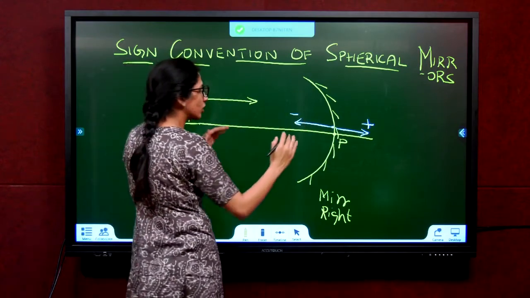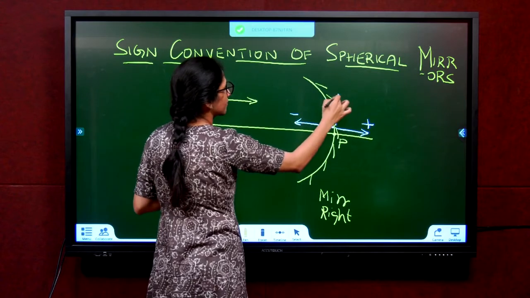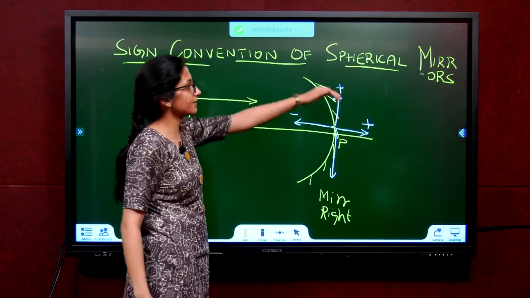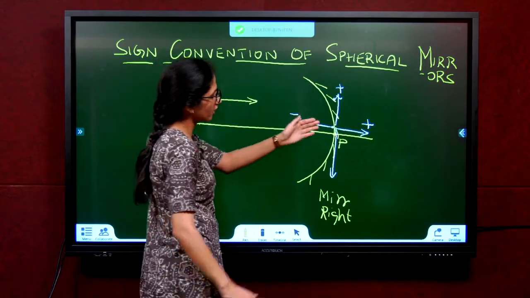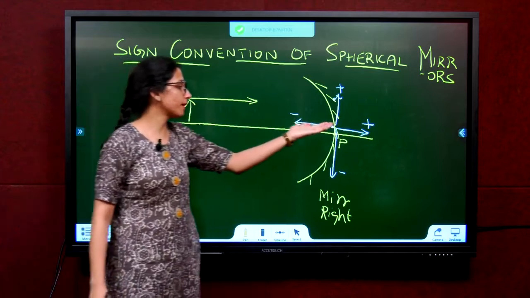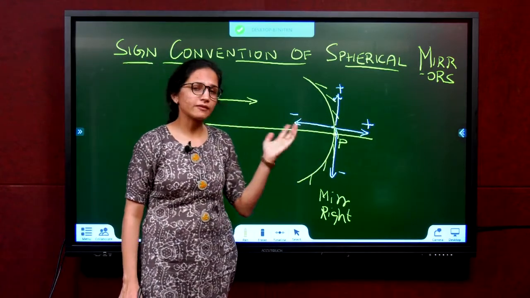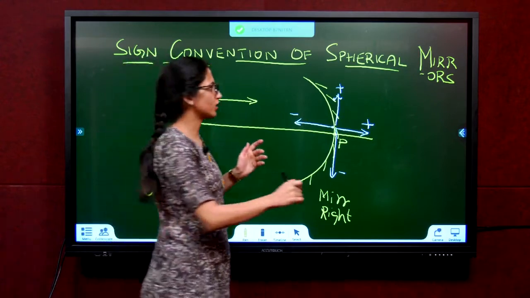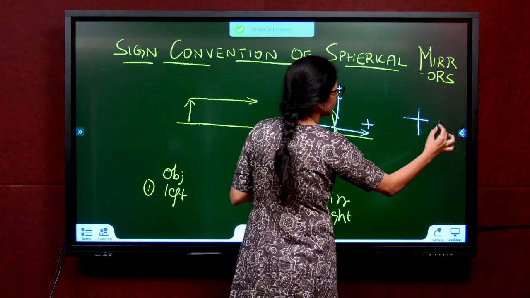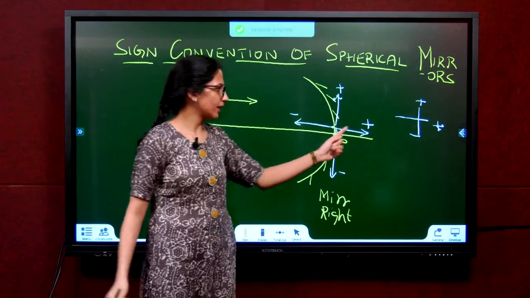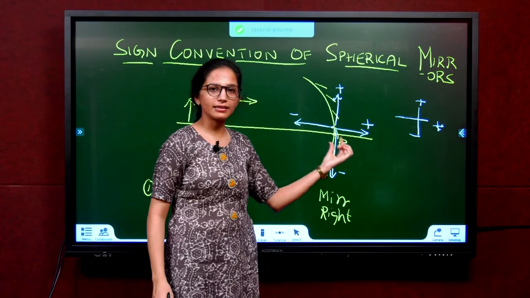All heights measured above the principal axis are positive. All heights measured below the principal axis are negative. How to remember this? Nothing to worry, it is normal, like how you draw your Cartesian graph. Positive, positive, negative, negative. Exactly the same. Here the pole is acting like the origin.